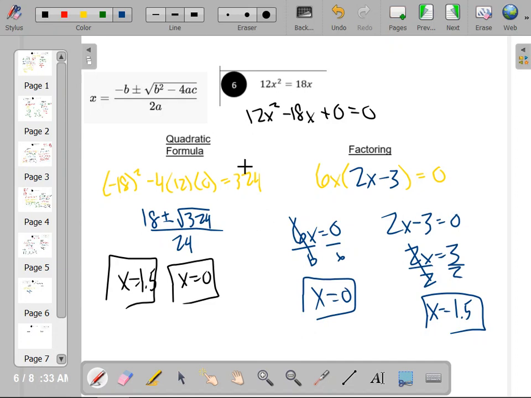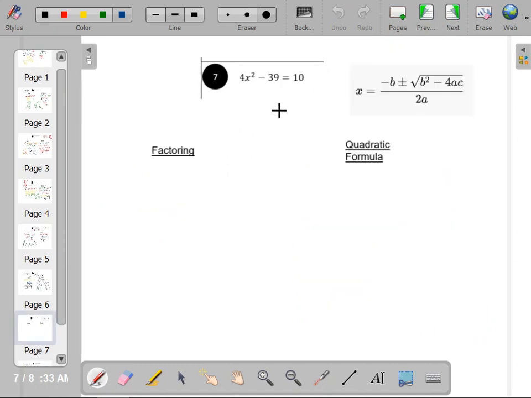So don't forget, that is an answer, 0 and 1.5. When you do it with the quadratic formula, you don't think too much about it. But when you factor out that x, that means that 0 is going to be one of your solutions, or zeros. Two to go.